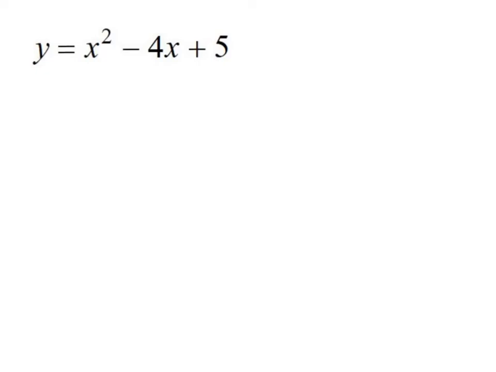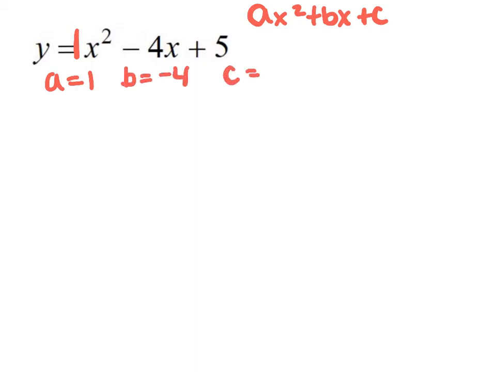In this video, we will review how to find the vertex of a quadratic function. In order to determine the vertex, we first have to find the value of a, b, and c. So again, reviewing that, it's really ax squared plus bx plus c. The number in front of x squared is really 1, so a equals 1, b equals -4, and c equals 5.